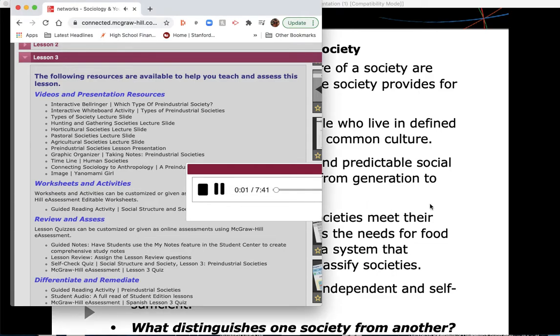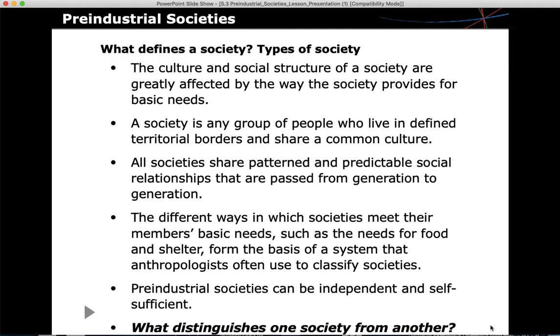Lesson 3: Pre-industrial societies. It matters because the way a society provides for basic needs greatly affects its culture and social structure. Each meets these needs in different ways. Pre-industrial societies include hunting and gathering, horticultural, pastoral, and agricultural societies.